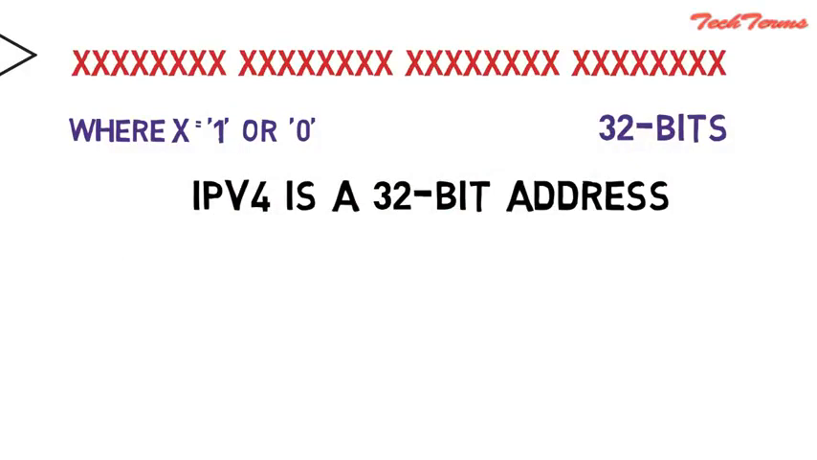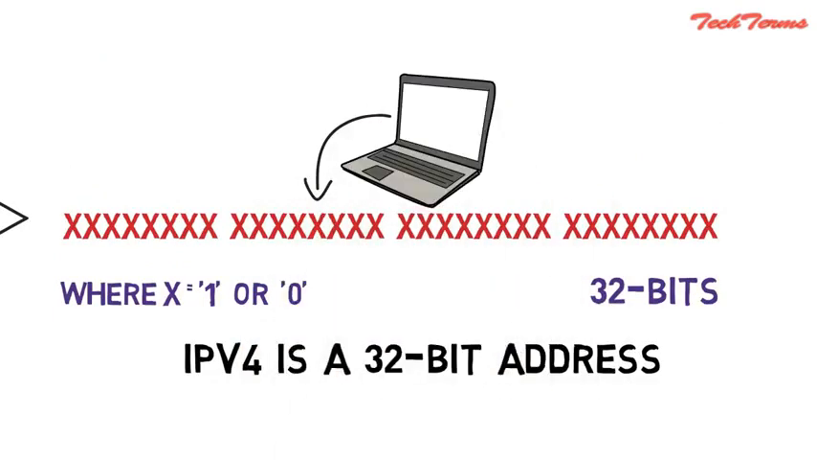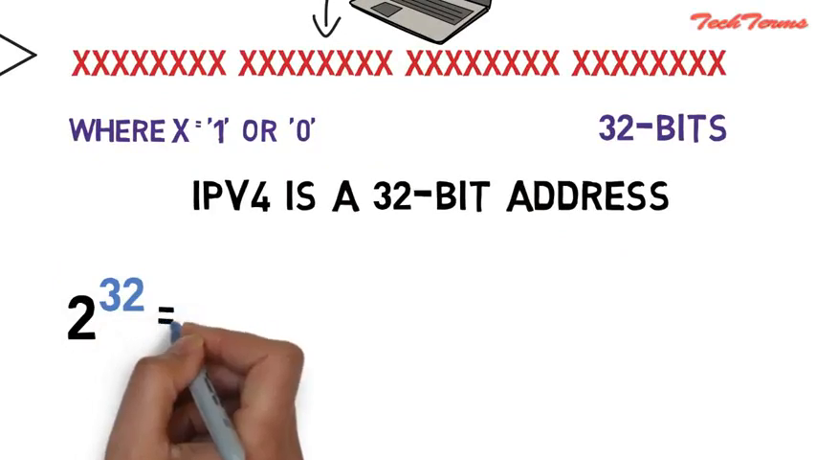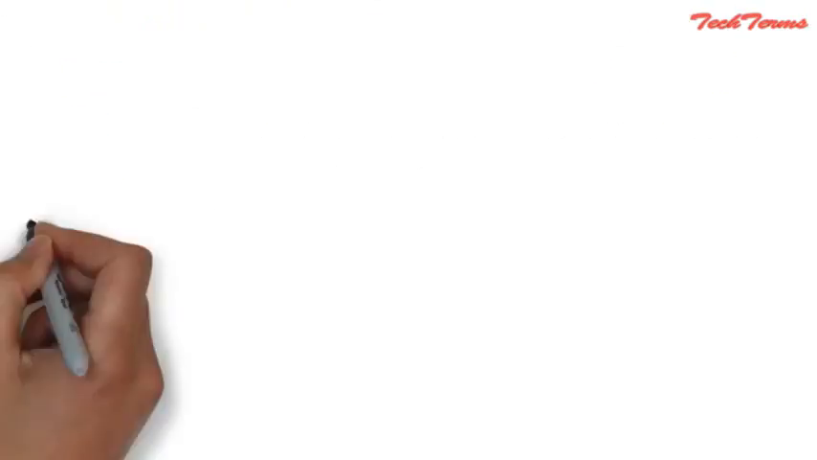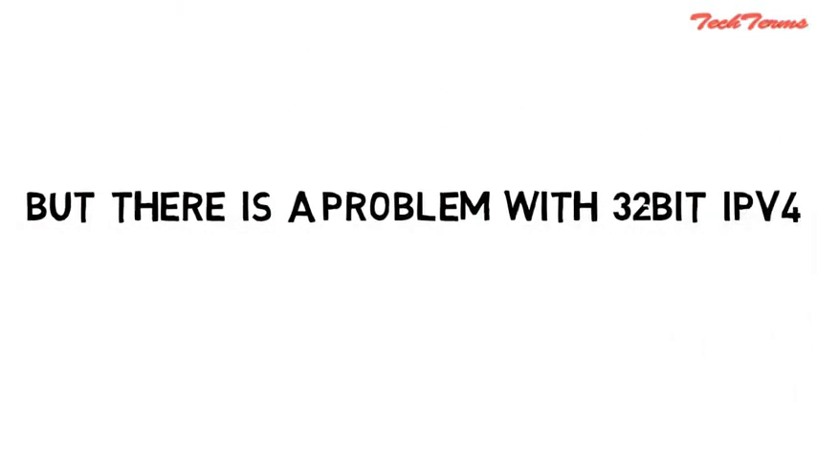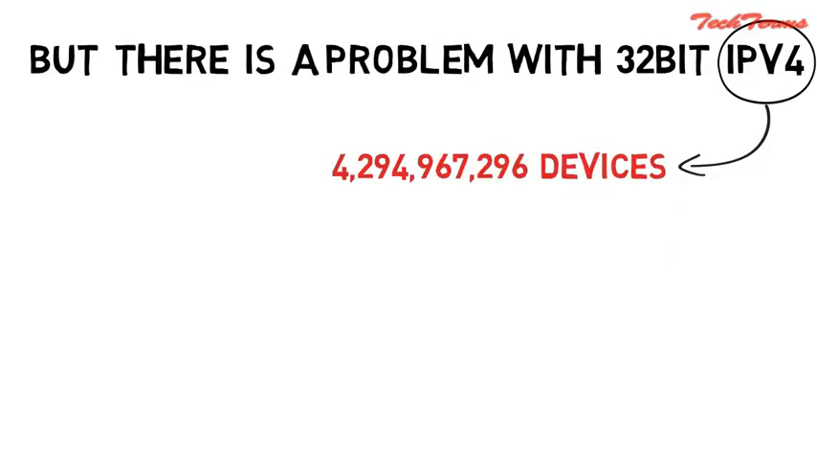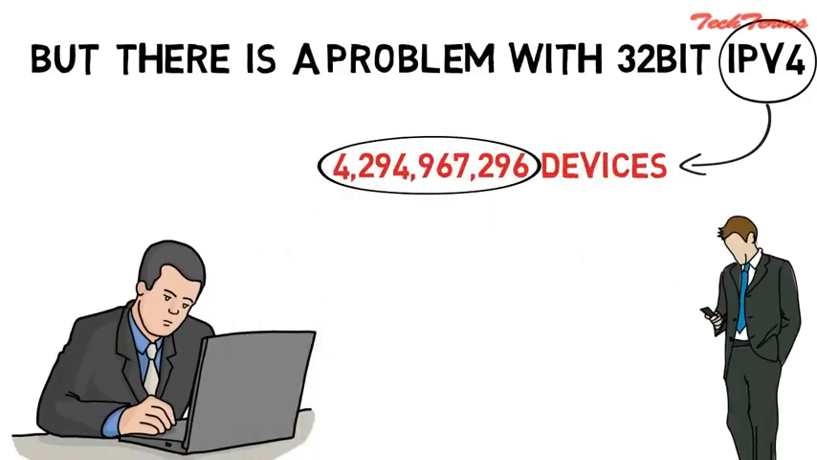In IPv4, a unique sequence of ones and zeros is assigned to each computer. Therefore, a total of 2 raised to power 32 devices, that is approximately 4 billion devices, can be addressed and connected to internet with IPv4. But there is a problem with this 32-bit IPv4 address. With IPv4, we can connect only this amount of devices to internet. But these days, we have devices like computers and smartphones, far more than 4 billion.